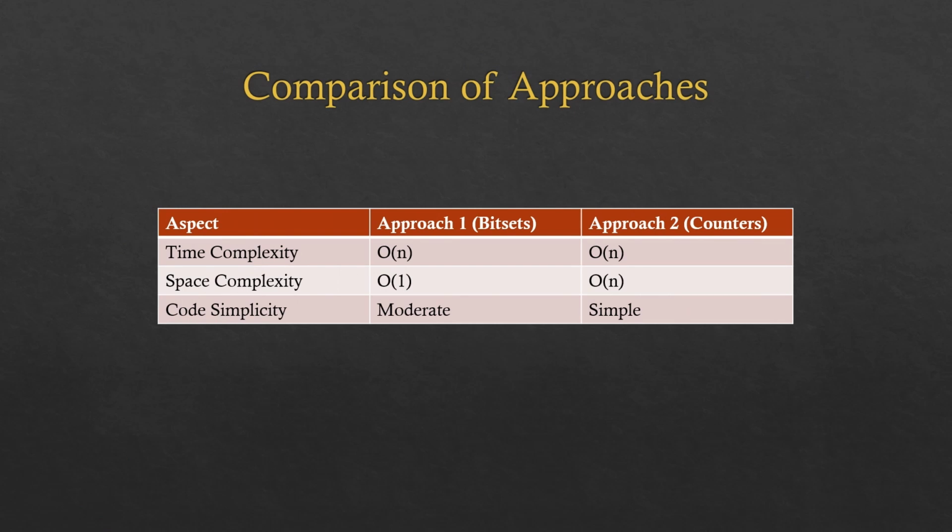Let's compare the two approaches. Both achieve a time complexity of O(n), but their space complexities differ. While the bitset approach is space efficient, using constant space, the frequency counter requires O(n) space for the frequency array. Additionally, the bitset approach may seem moderately complex, while the counter-based solution is easier to implement.